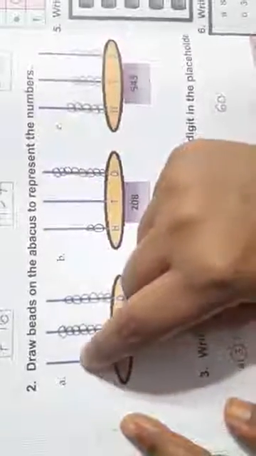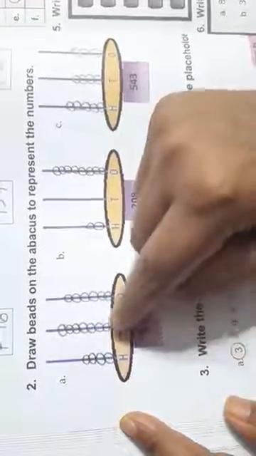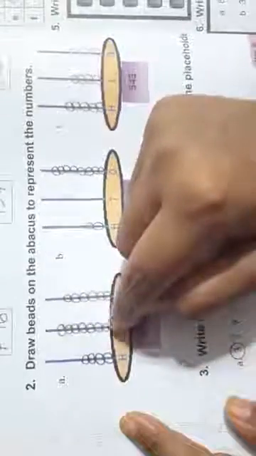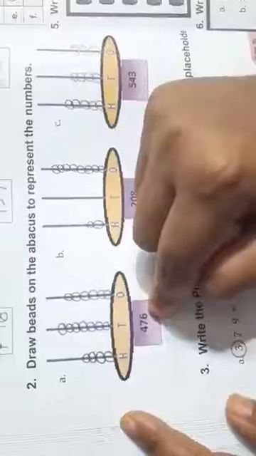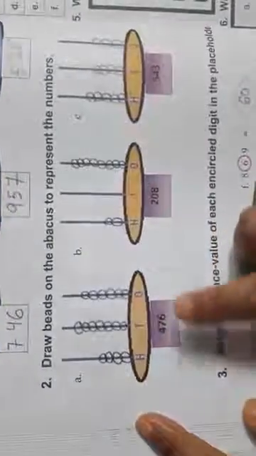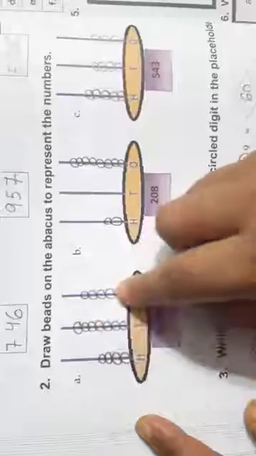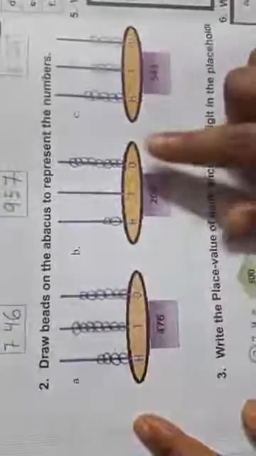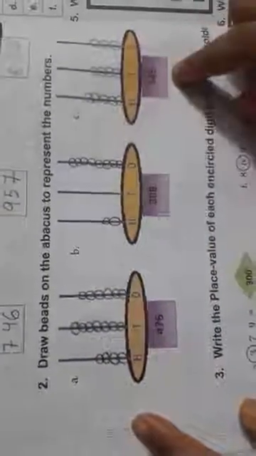1, 2, 3, 4. Like that, in the tens place 7 is given, so you have to draw 7 beads in the tens place. And in the ones place 6 is given, so you have to draw 6 beads in the ones place. Okay, you have to draw with your pencil and represent the number in the form of an abacus, in the form of beads. Like that you have to do 208 also, 543 also.